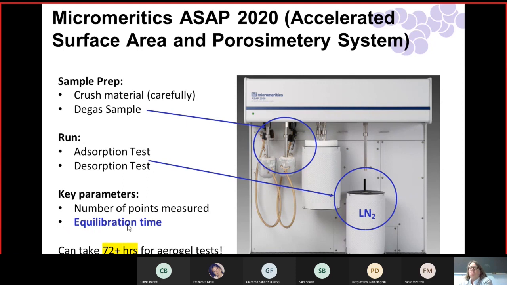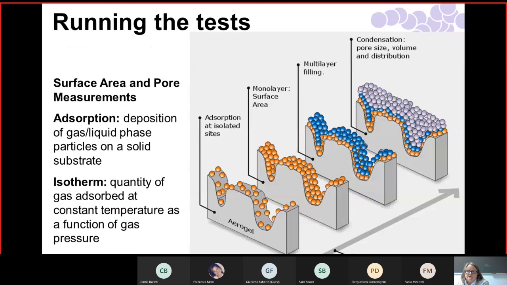And because aerogels are so nanoporous, this can take a long time. So for us to run an aerogel test takes over 72 hours because of this equilibration time. For other materials it's not so important, but for aerogels, it is important. Okay, so I'm gonna do a couple more slides. I'll stop for questions and then we'll take a break.